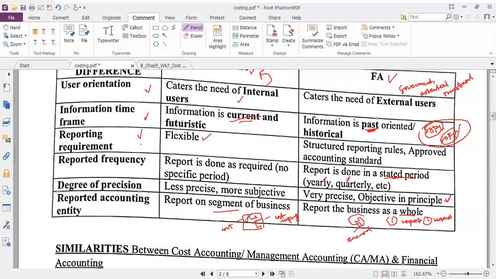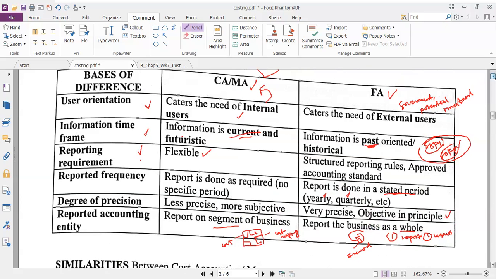Okay, dia berbeza dengan cost accounting. Cost accounting, dia ada banyak report based on the segment of the business itself. Kalau dia ada sales department, how many cost accounting incurred in that department. Sebab dia ada banyak lah untuk satu business. But then for financial accounting, there is always one report yang dia akan mewakili untuk business as a whole. Okay, can you understand or not? The difference between CA and MA, CA and FA?